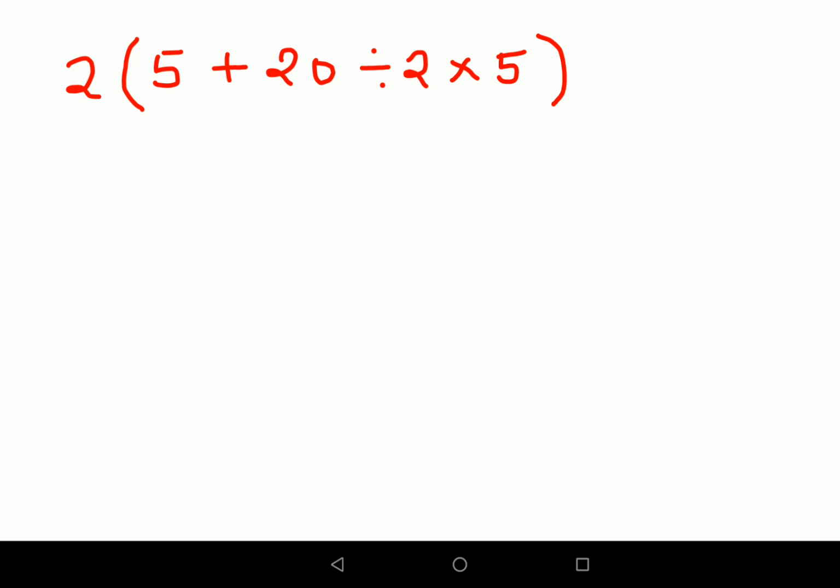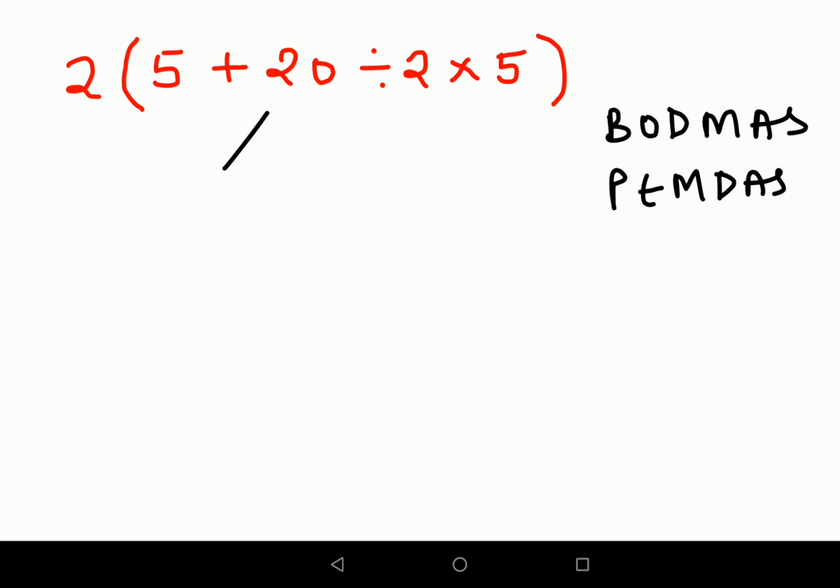This actually follows the rule of BODMAS or PEMDAS, whatever you all work with. Okay, but still people get stuck. See, most of the students got stuck and they got two answers. One answer was 110 and the other answer was 14.